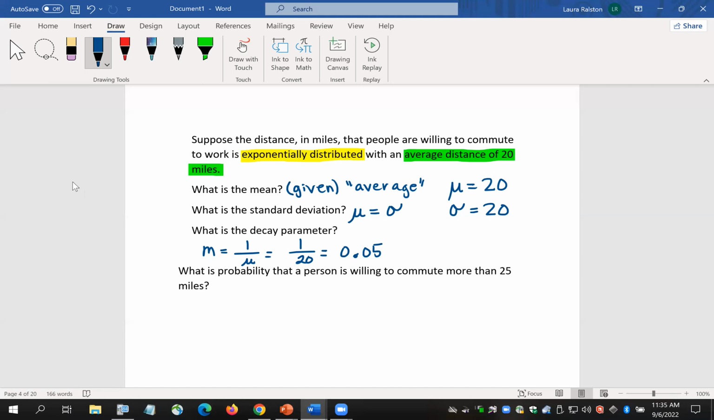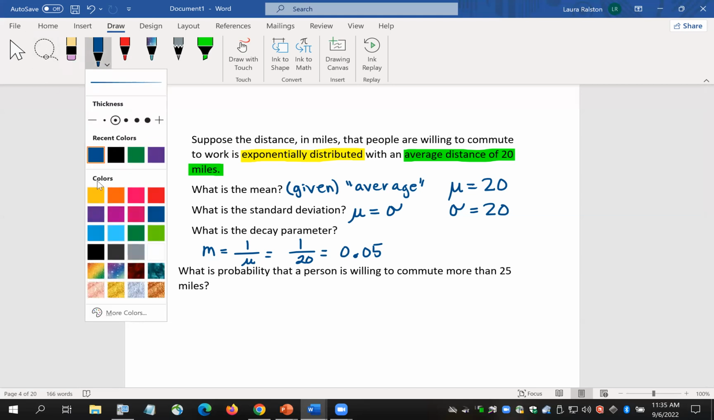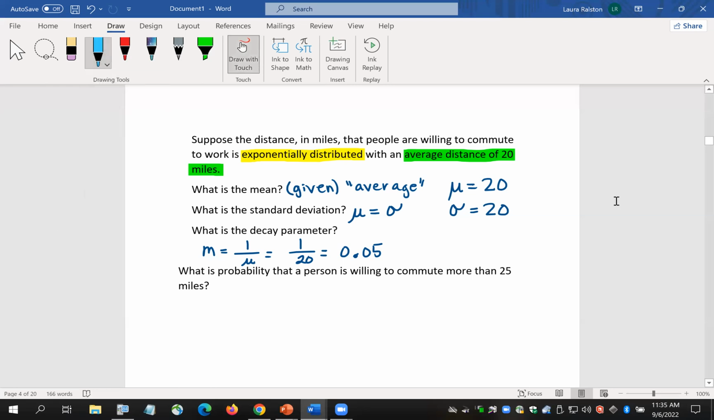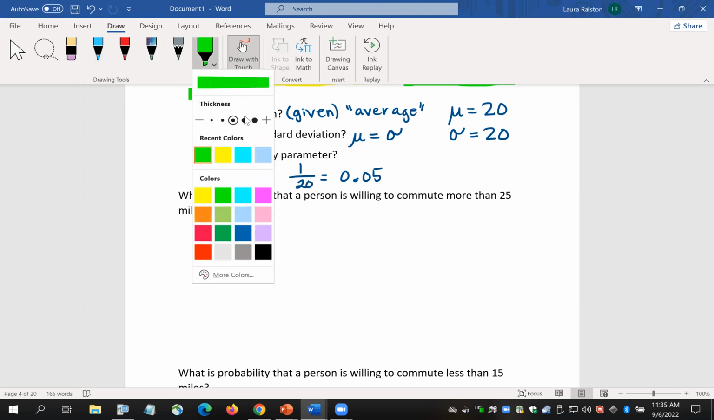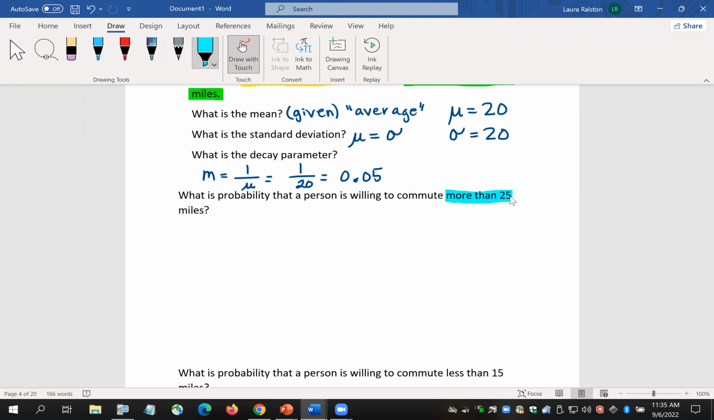Now again, you should have all of those formulas written down. So then the first question says, what is the probability that a person is willing to commute more than 25? And again, it's important that you pay attention to those phrases, more than 25 miles.